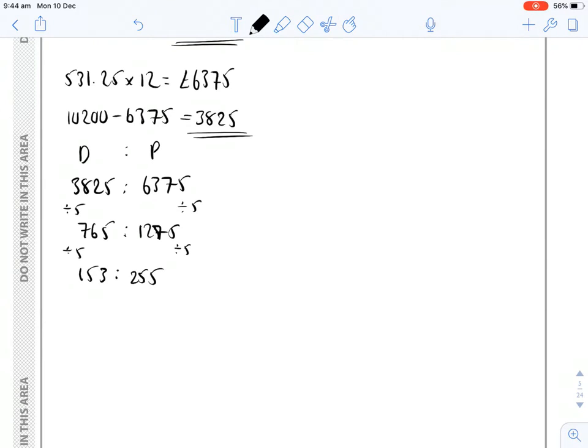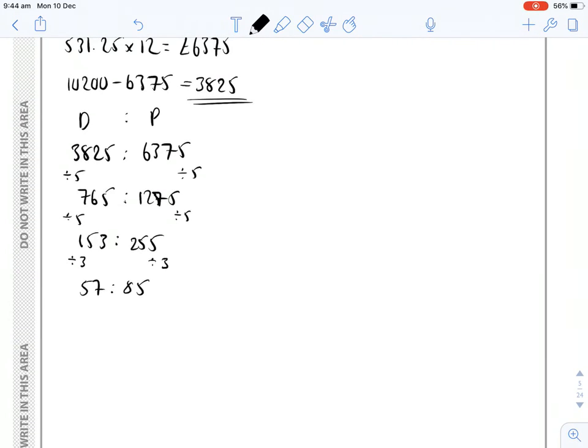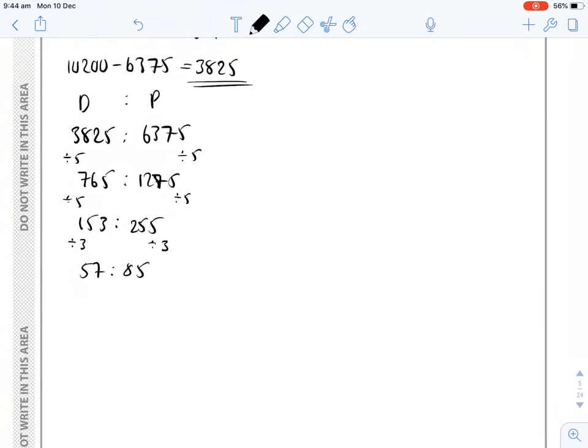And so now we can look, 1 add 5 add 3 is 9, 5 add 5 is 10, add 2 is 12. So both these numbers are in the 3 times table, so we can divide by 3. And we get 57 to 85. Bit of a trickier one this time, and these numbers can both be divided by 17. So if we divide by 17, then we end up with a final ratio of 3 to 5.